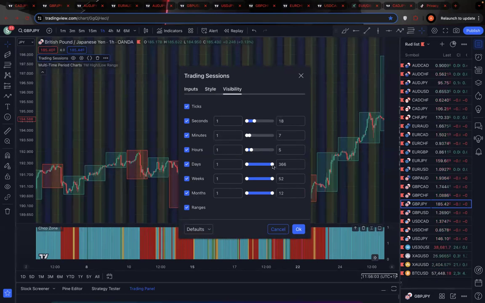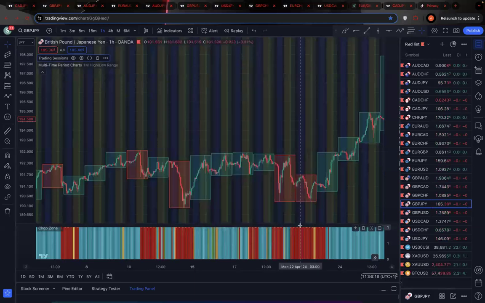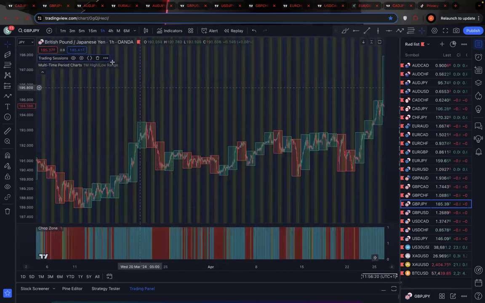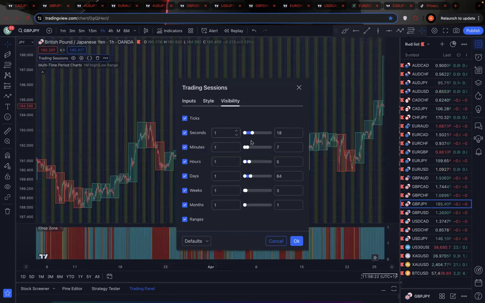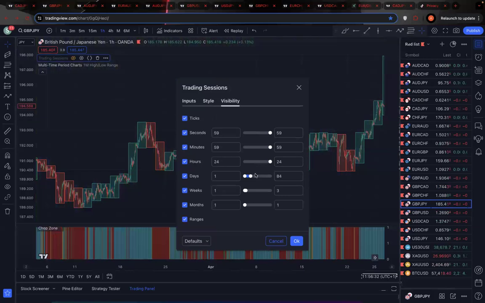Let's see. It's like I'm making it more visible. I made it more visible. But now you understand what indicators actually are, and this is how to make it less visible. Oh, wait, I've removed it.